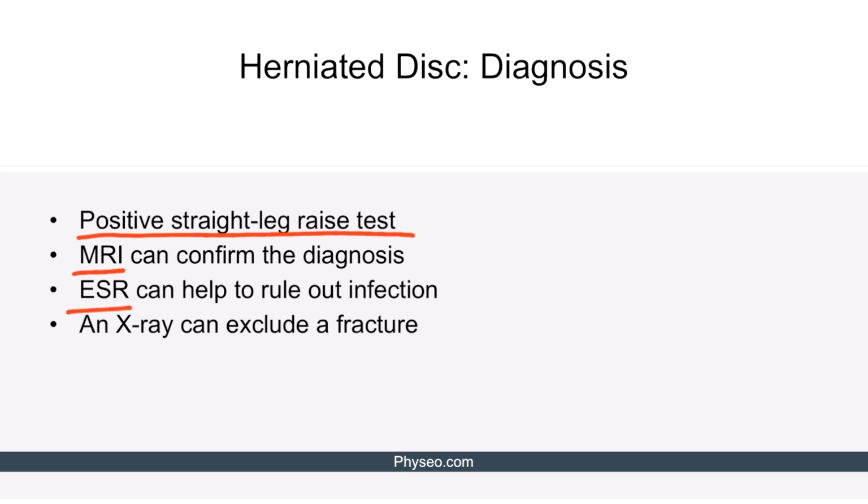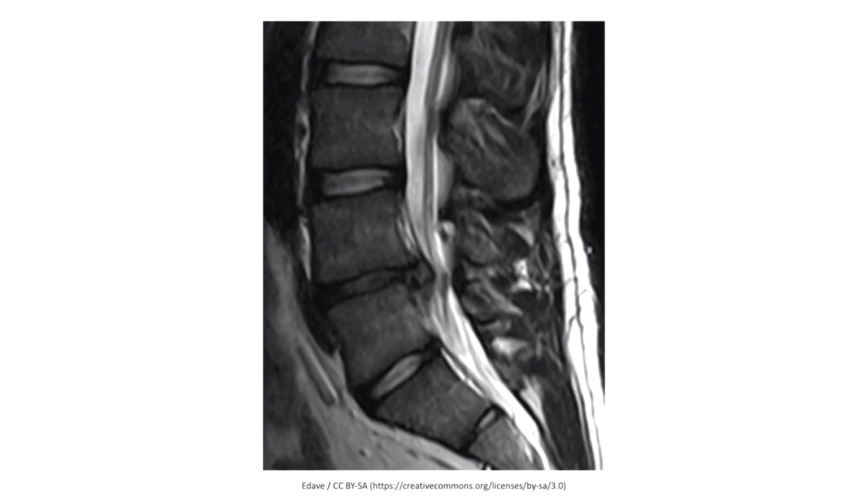An ESR can be ordered if we are worried about infection. X-ray is indicated if we need to exclude a fracture. Here's an MRI image showing a herniated disc at the L4, L5 level. Notice the way the disc material is protruding into the nerve roots, which show up in white on this image.